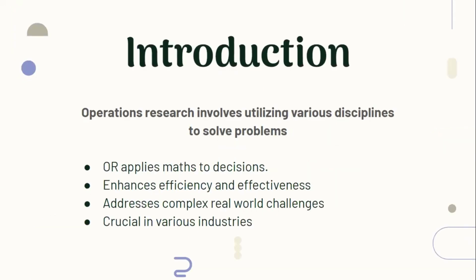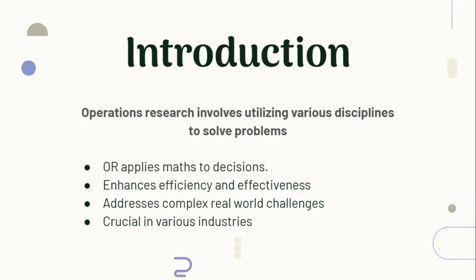So, as you can see, this says that operations research involves utilizing various disciplines to solve problems. Basically, operations research is a multidisciplinary field that applies mathematical and analytical methods to solve complex decision making problems. It draws from various disciplines such as mathematics, statistics, computer science, economics, engineering, and management. OR provides systematic approaches to optimize processes, resources, and decisions across diverse domains, including business, healthcare, transportation, manufacturing, and logistics.